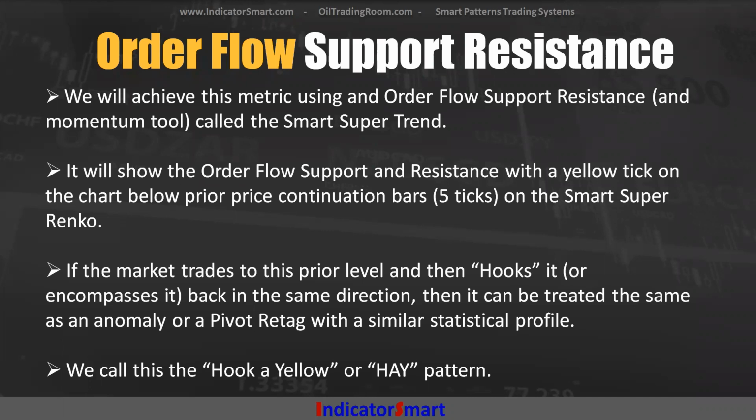And it's only going to happen on the 5-tick bars, not on the reversal bars. We already did the reversal bars with the pivot retags, right? Now we're doing it on the 5-tick bars on the chart. And here's kind of the rule: if the market trades to this prior level and then it hooks it or encompasses it back in the same direction, same as the pivot retags or the anomalies, then it can be treated the same as an anomaly or pivot retag with a similar statistical profile. We call this a hook a yellow pattern.